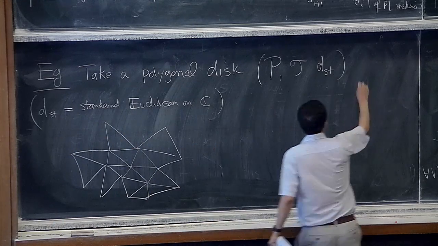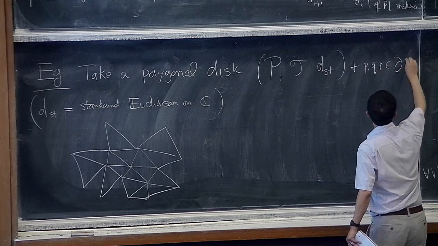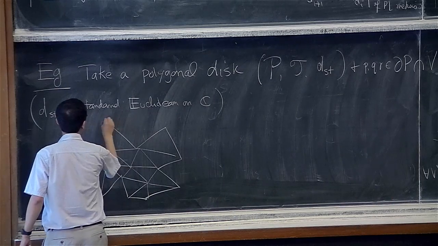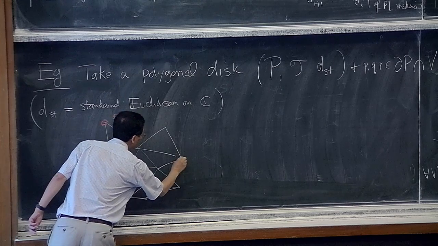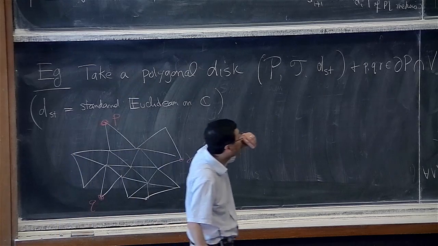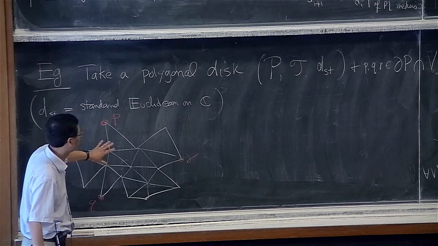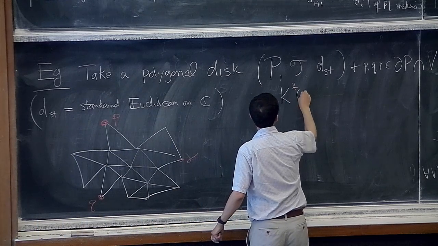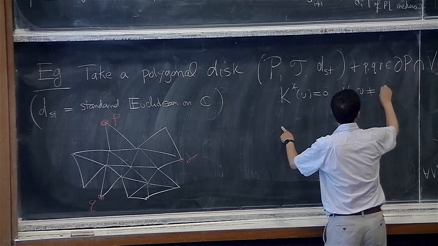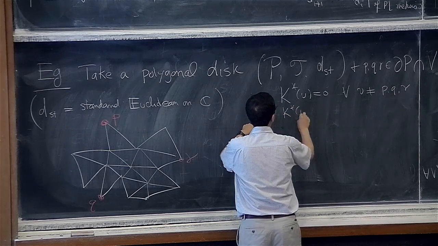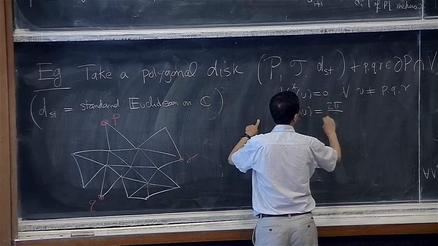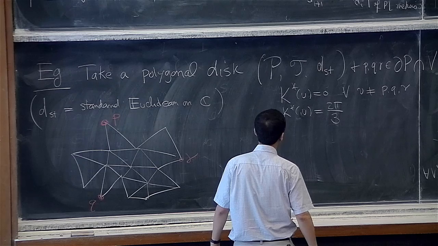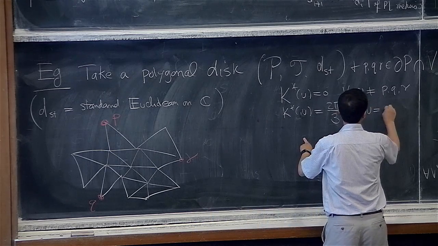And let's take 3 points P and Q and R in the boundary of P, which also appear in the vertices. So I'm going to mark 3 points. Now I'm going to apply this theorem that we prescribe the curvature. So in theory, I'm going to double it. So this is a disk and double it, you get a two-sphere. In the two-sphere, I'm going to prescribe the curvature. So K star is going to be equal to 0 for all vertices other than PQR. And K star at P, Q and R is equal to 2 pi over 3 if V is equal to P, Q or R.